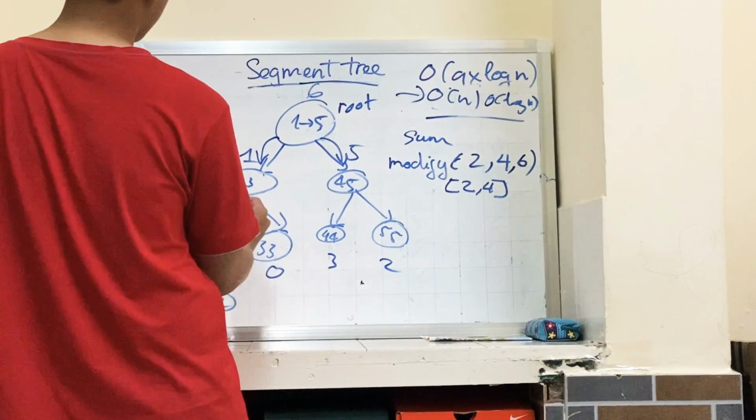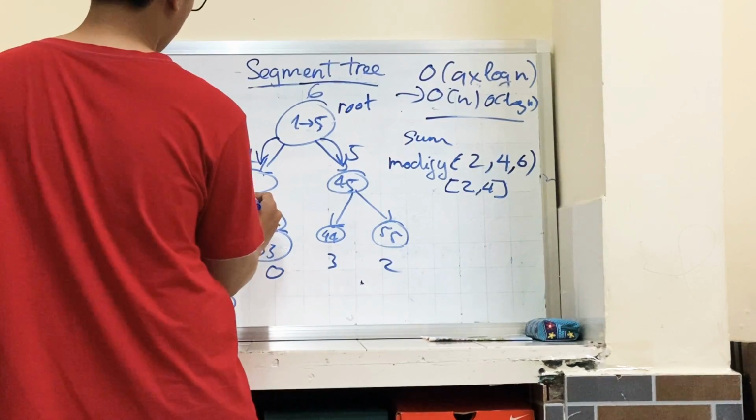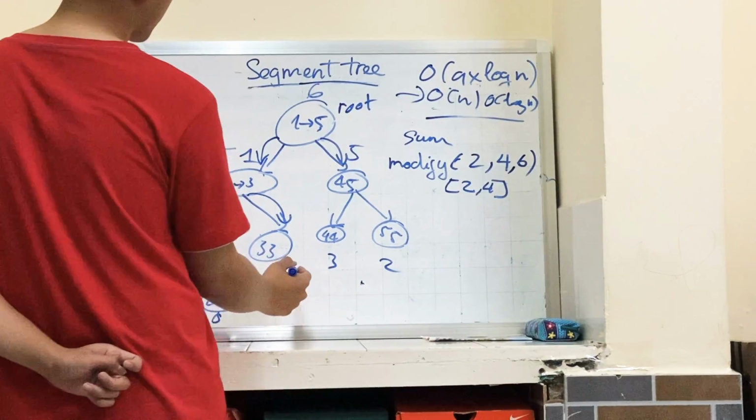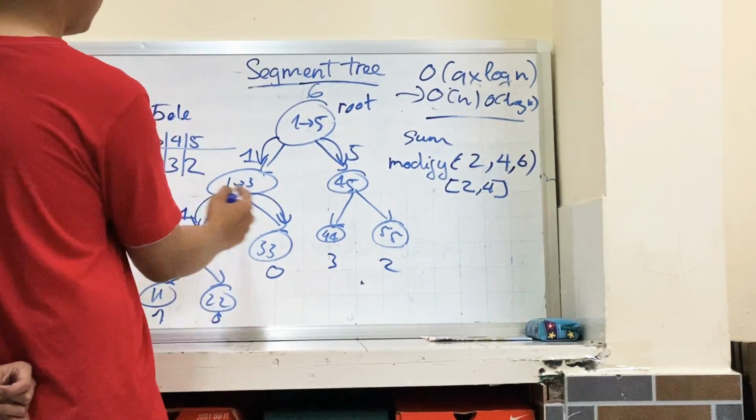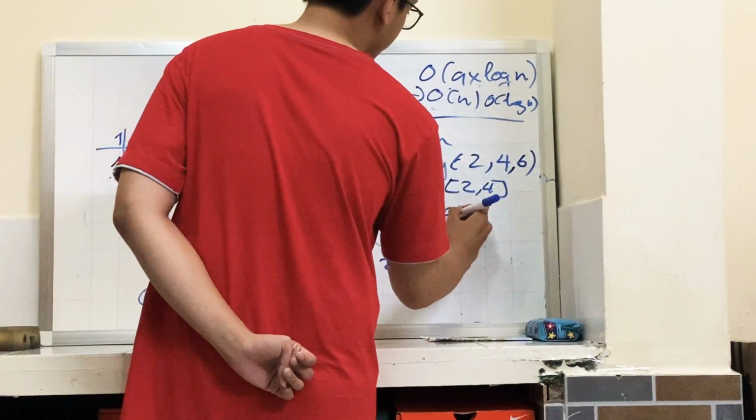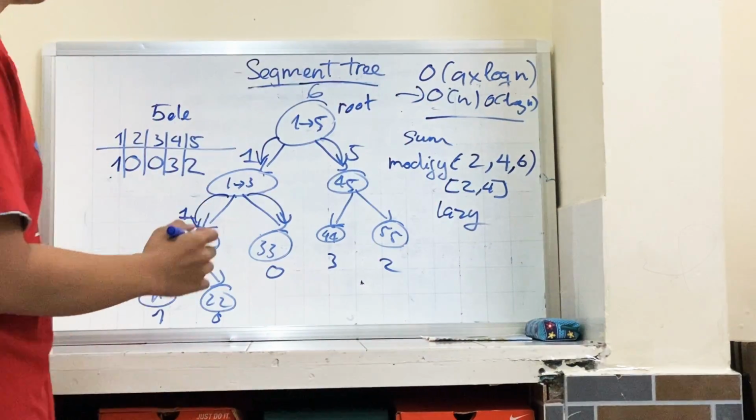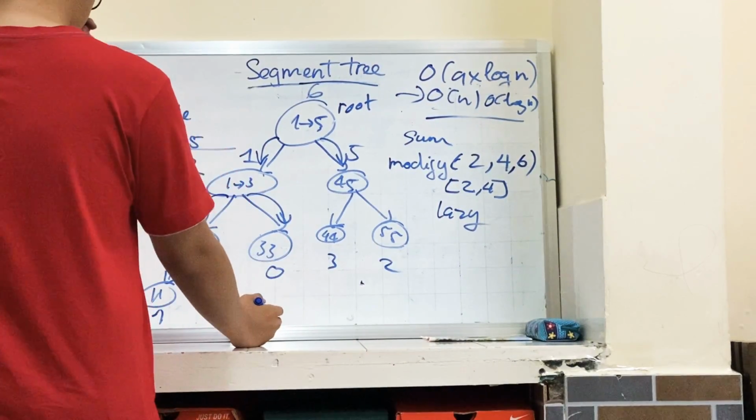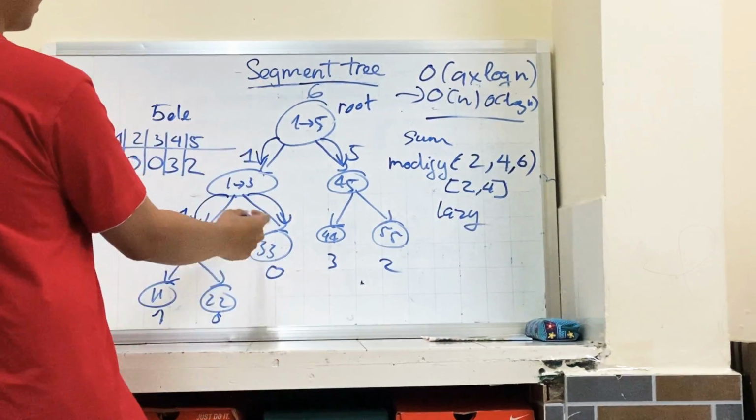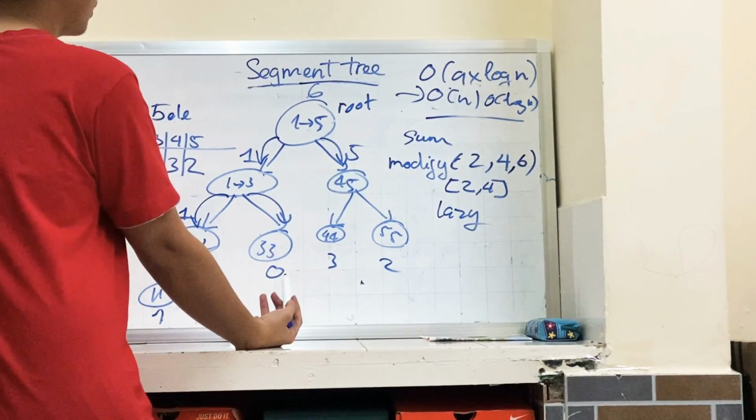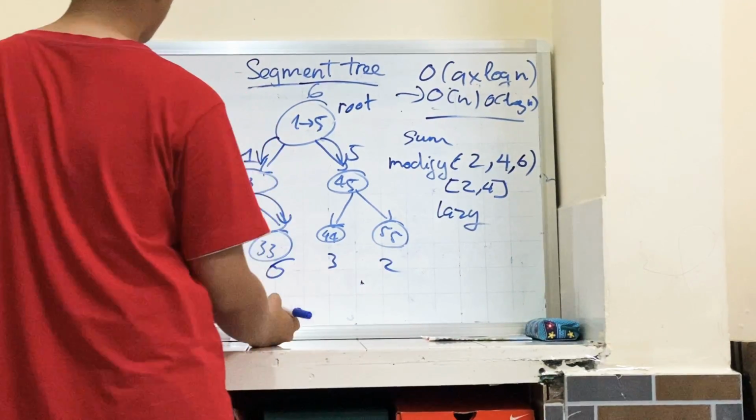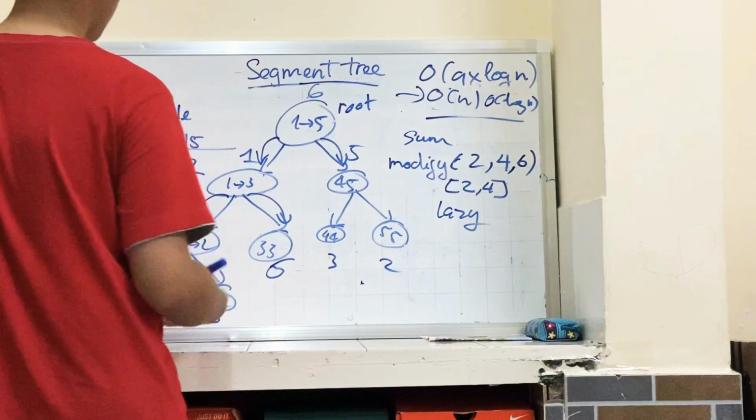Yeah, we go deep in both sides again. And at this point, because this is a leaf node, we'll add 6 into its lazy variables. But this is already a leaf node, so it will become 6. Lazy add to the value, it will be 6.